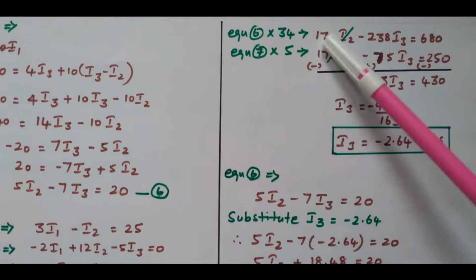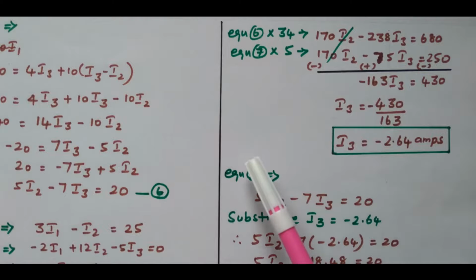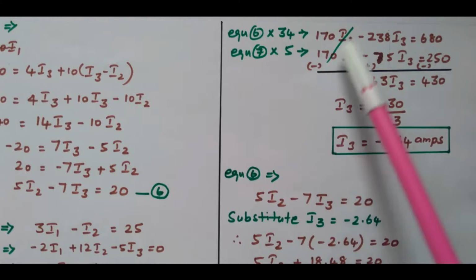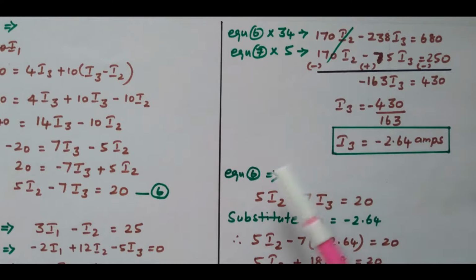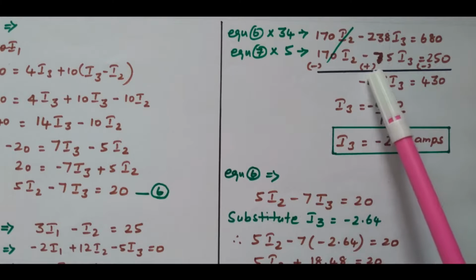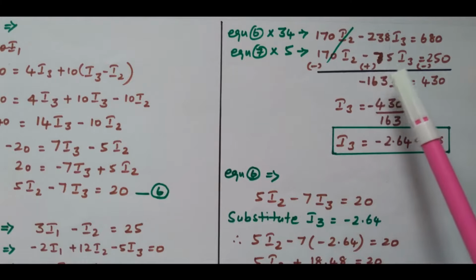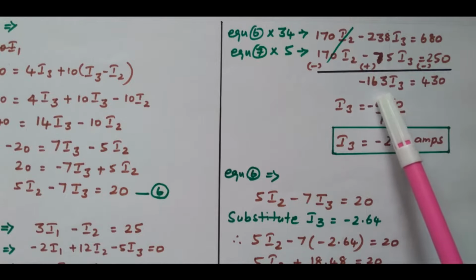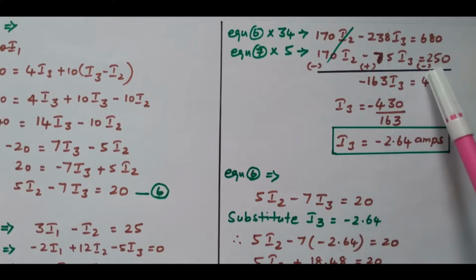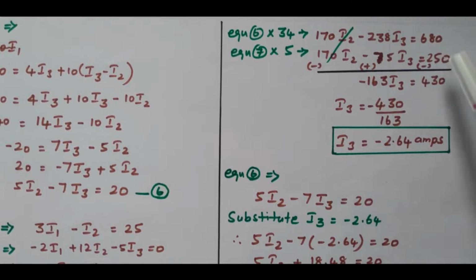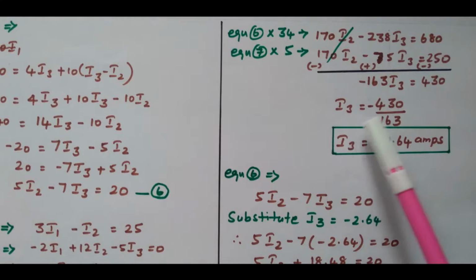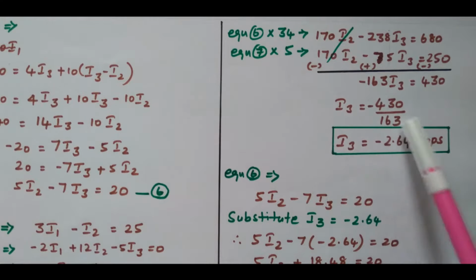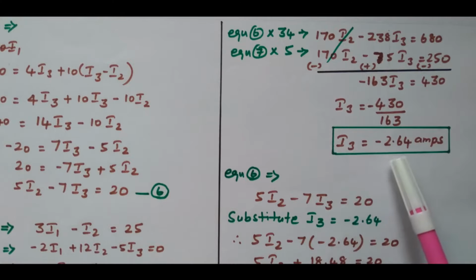But here both are positive, so we need to subtract. So we'll subtract, what will happen? One is positive, one is negative, means cancel. So here subtract, it becomes plus because we need to subtract. So minus 238 plus 75, that is nothing but minus 163 I3. Here also you have to subtract. 680 minus 250 is 430. So I3 equal to minus 430 divided by 163. So I3 equal to minus 2.64 ampere.